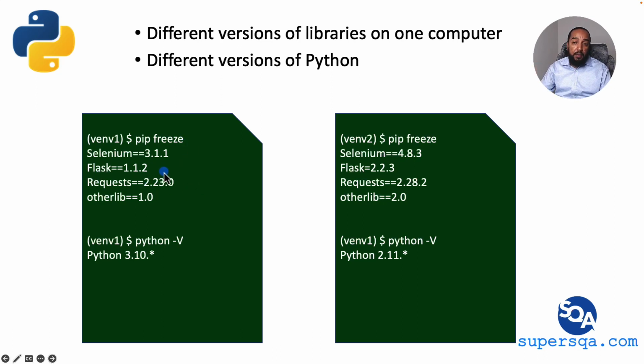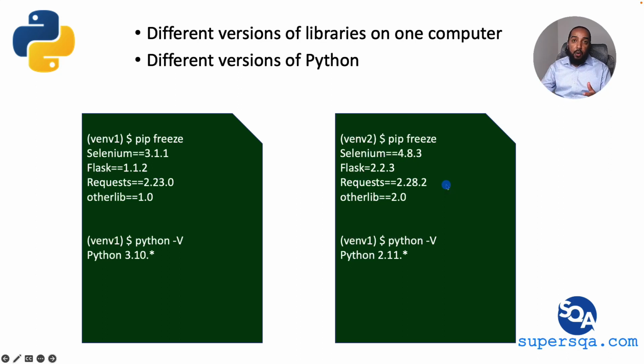In one of the environments, we installed Selenium 3.1.1, and in the other one we installed 4.83. And in one of them we installed Python Flask 1.1, and in the other one we installed Flask 2.2. You see that? This is the point. There's no way to install 2 versions of the same library in the same virtual environment, and a lot of times we want to do that.